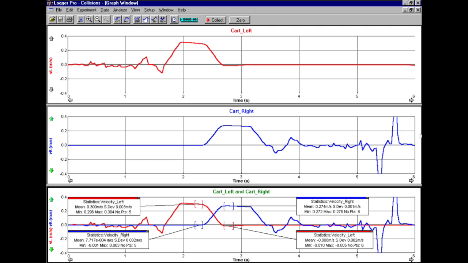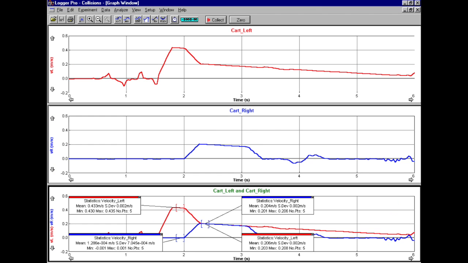So this is what your graph should look like if you have an elastic collision, and this is what it will look like if you have an inelastic collision.